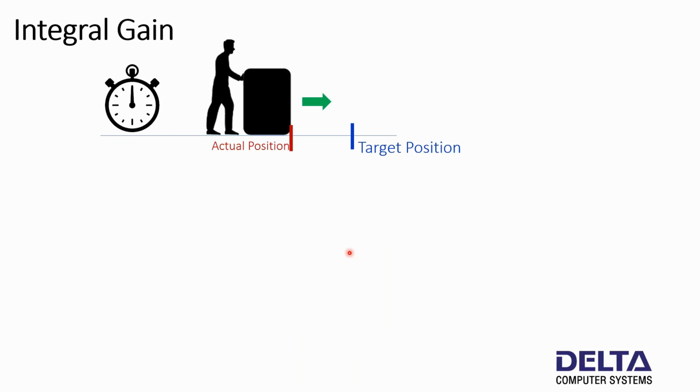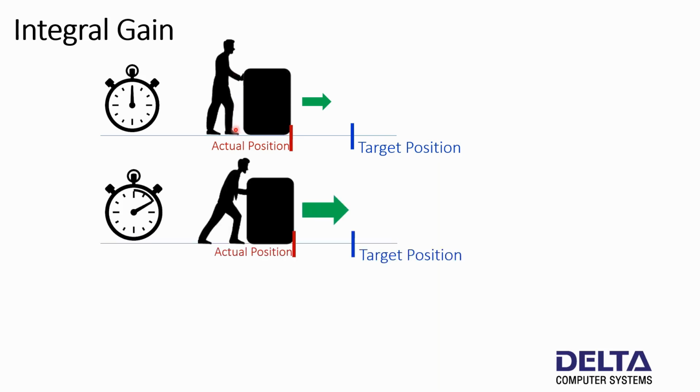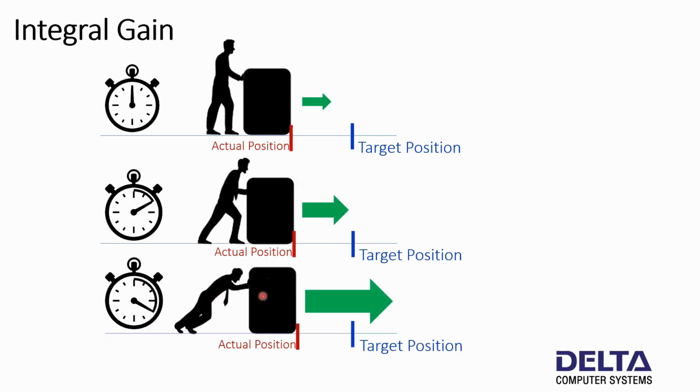The integral gain is also relative to position, but it also takes into account time. So if we have a distance between where this block is and where we want it to be, then we push. But if it isn't going, then as time passes, we push harder. And if it still isn't going after some time passes, we push harder yet. So the integral gain pushes harder and harder the longer there is an error.